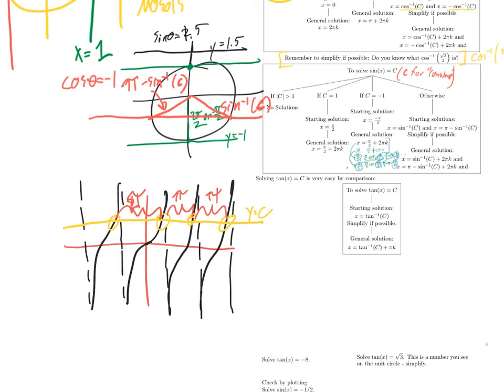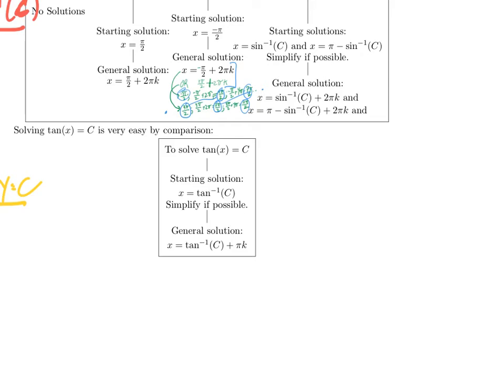Well, I know one of them, right? This bit is the bit that I invert to get inverse tangent. So this solution will be tangent inverse of c. And then to get all the solutions, just add pi k's. To solve tangent of x is equal to c, your starting solution will be the inverse tangent of c. Simplify if possible. For example, the inverse tangent of 1 is equal to pi over 4.